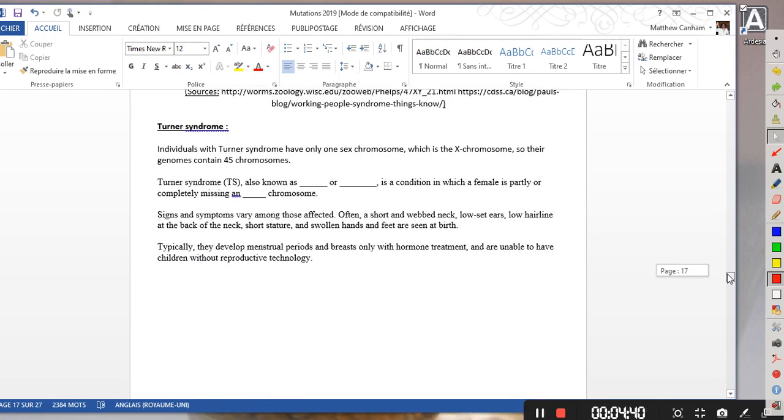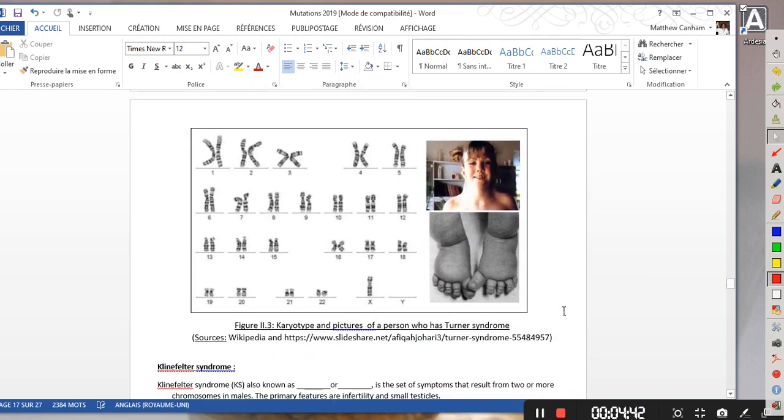Another one, Turner syndrome. If we look at the karyotype, there is only 1 X chromosome, and there is no Y chromosome. So in this case there are fewer chromosomes than there should be. You have associated characteristics, such as a large neck and thicker feet.